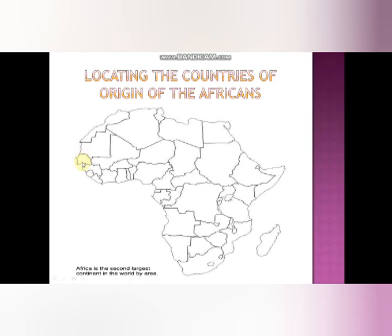So we mentioned Ghana, Nigeria, Senegal, Gambia, Benin. We want to also look at Central Africa now, because we know that some of our enslaved Africans also came from Central Africa. So which countries are located in Central Africa, where our enslaved Africans came from? All right, the first one is Angola.